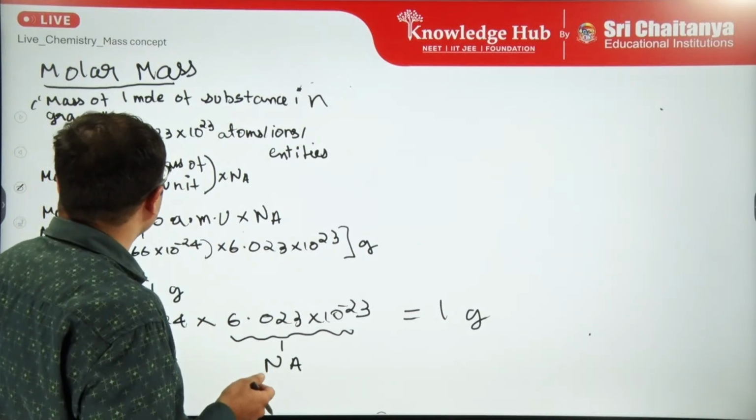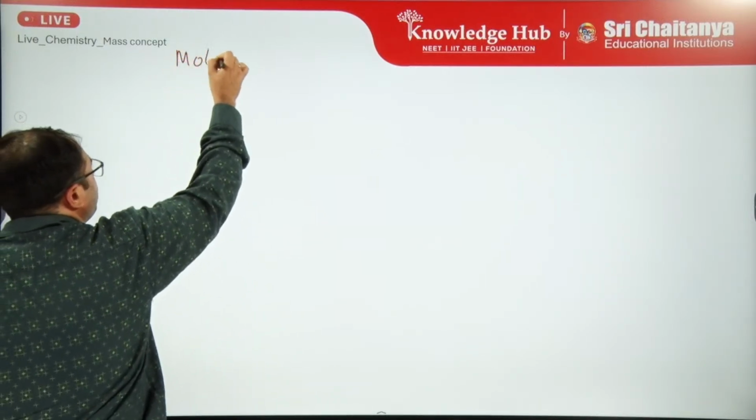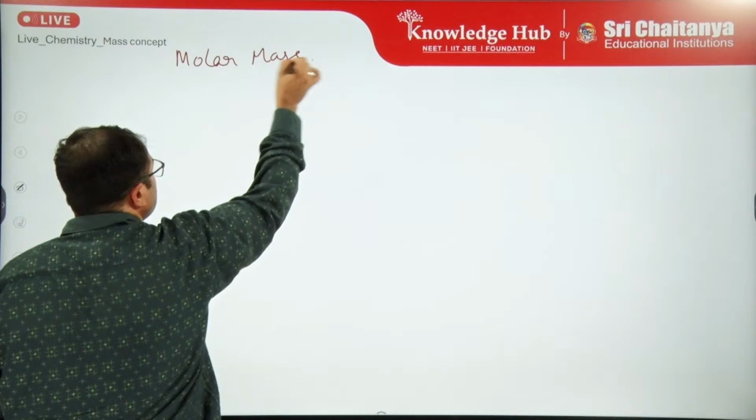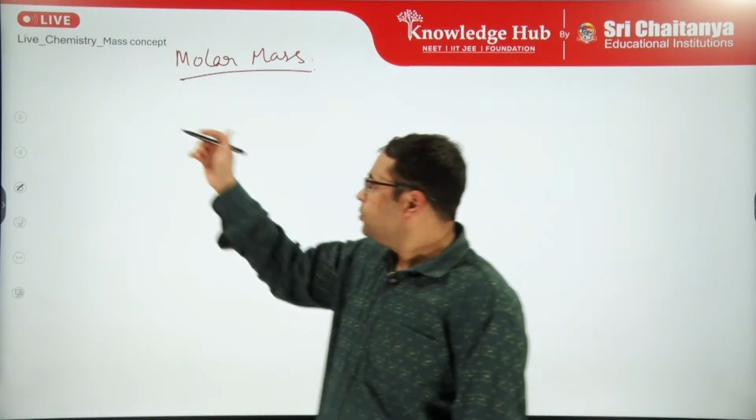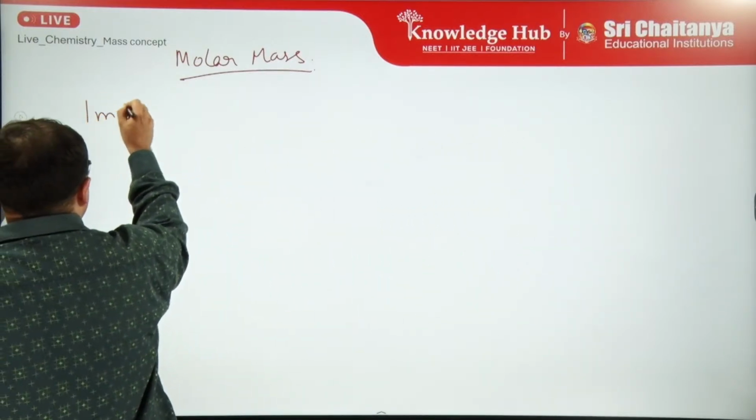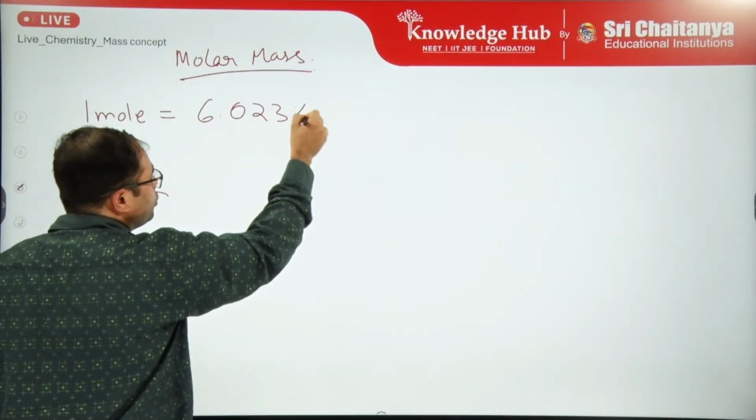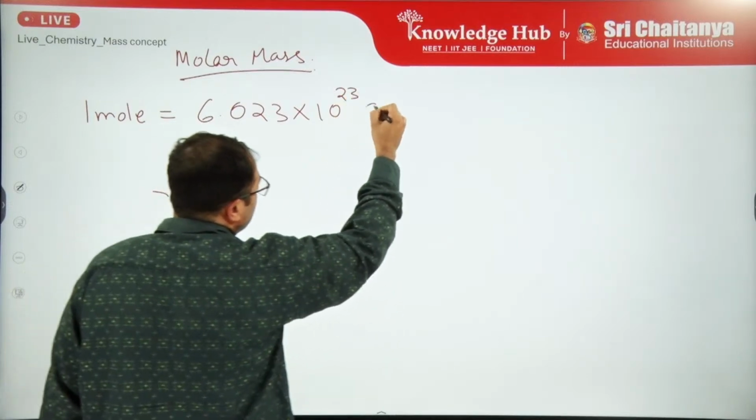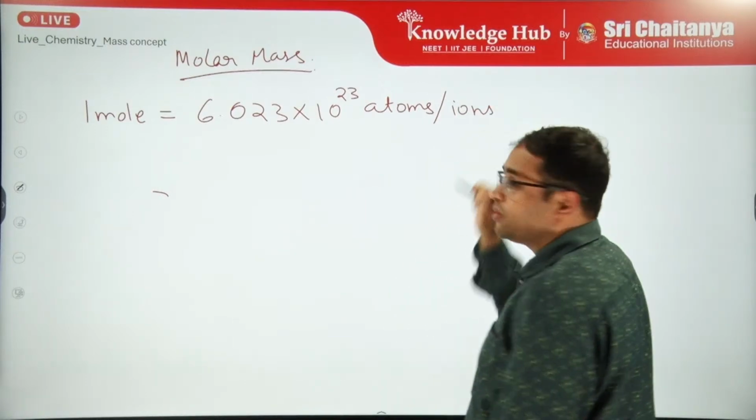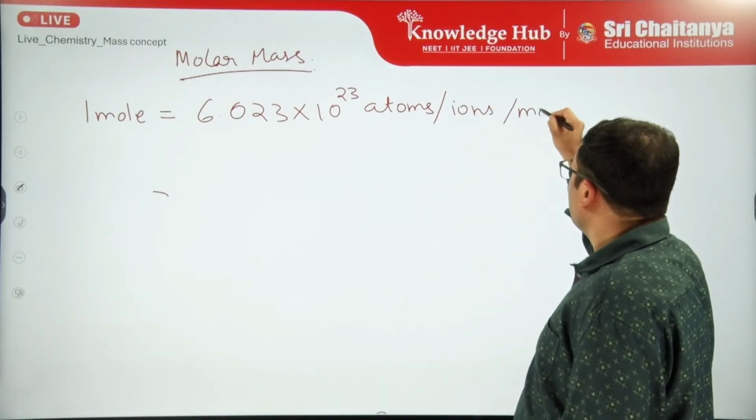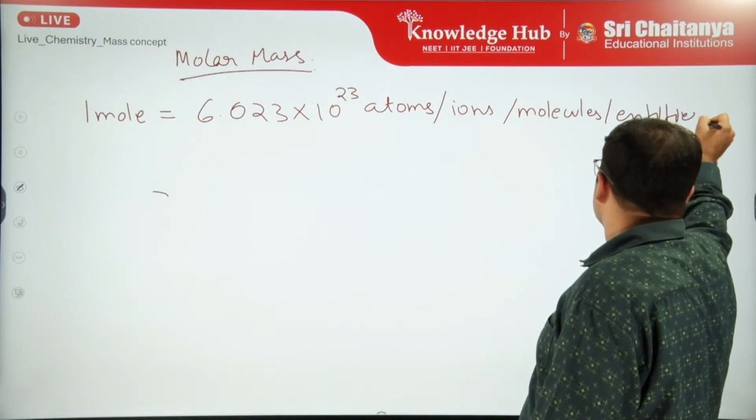That is the concept of molar mass. If I talk about the concept of molar mass, for this you have to remember what 1 mole is. 1 mole is what? 6.023 into 10 raised to power 23 atoms, ions, molecules or entities.